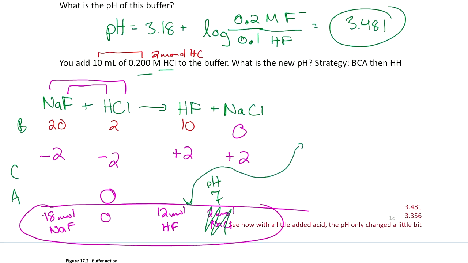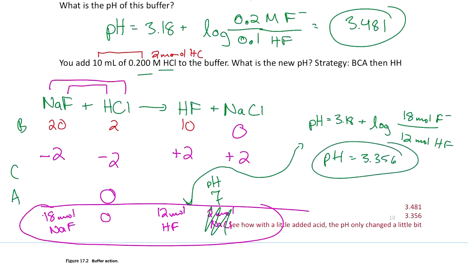So this is pH equals 3.18 plus log base over acid. So there is 18 millimoles of F minus, 12 millimoles of HF. All right, and that is the new pH. And so we see that pH is now 3.356. So did the pH go down? Yes, it did when we added a little bit of acid.